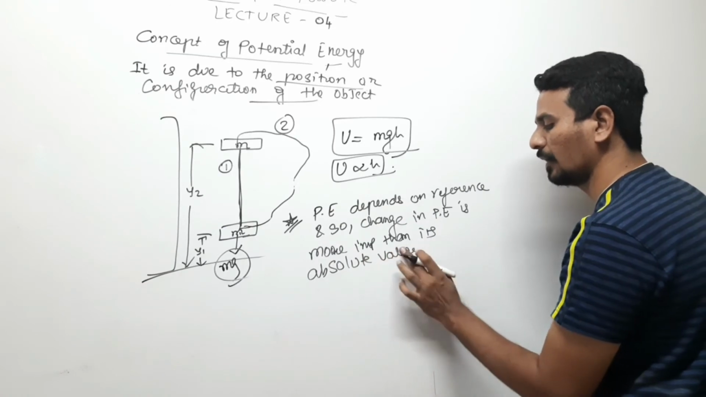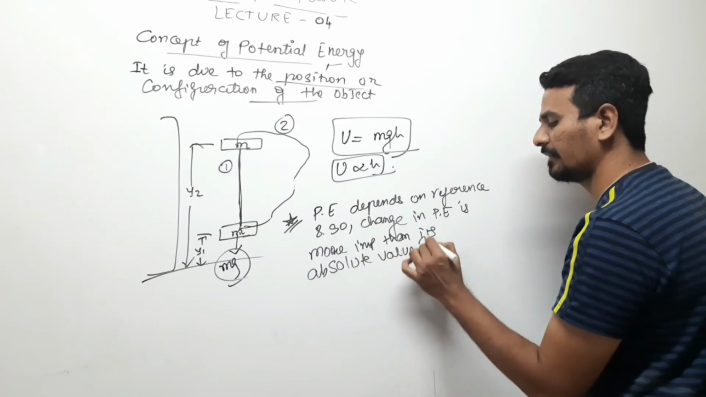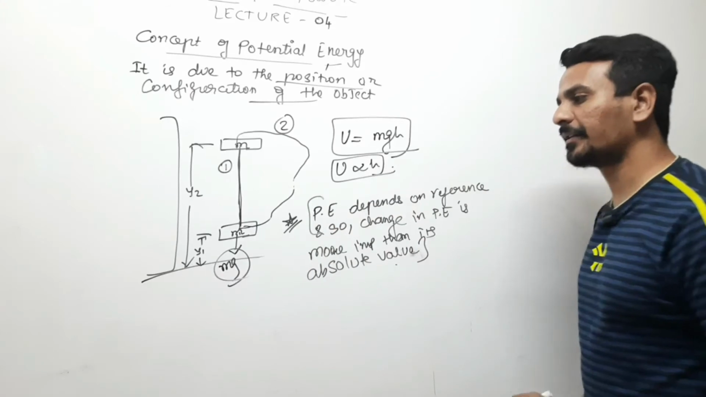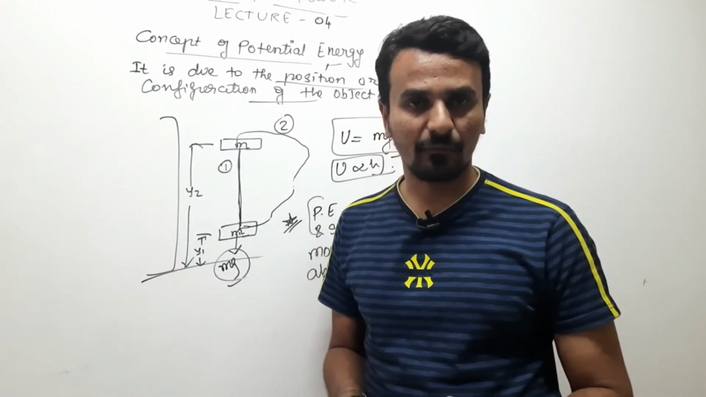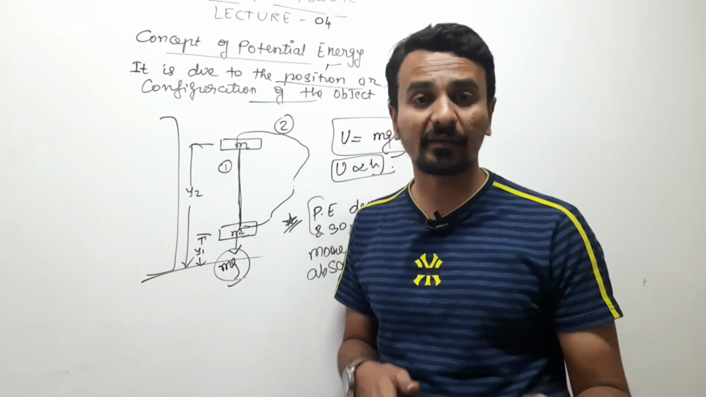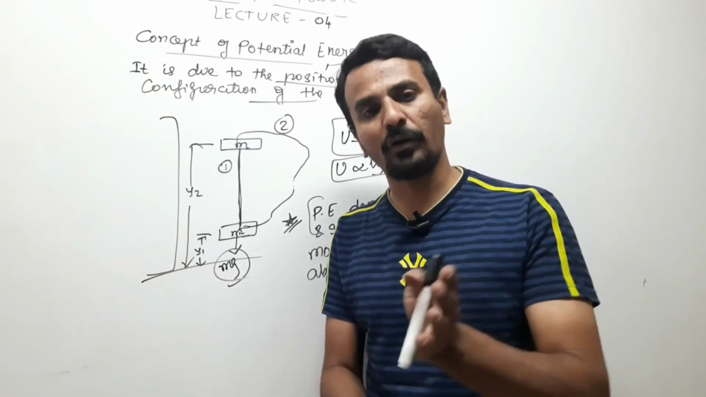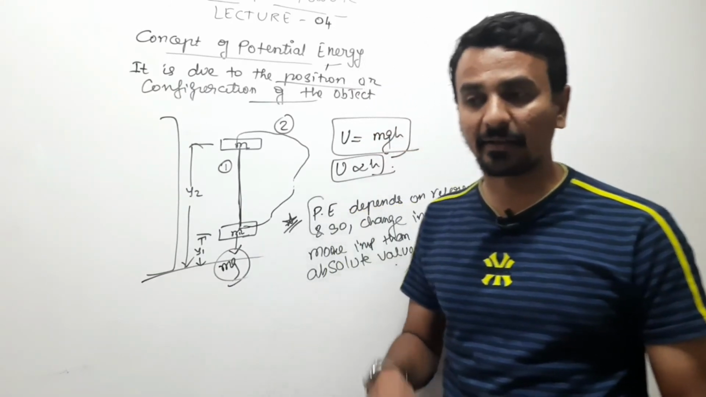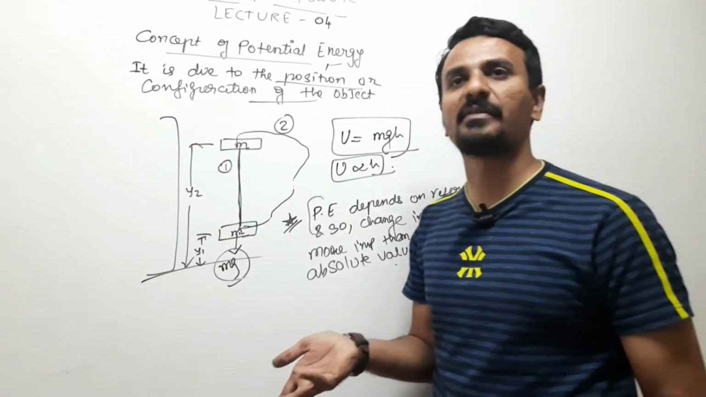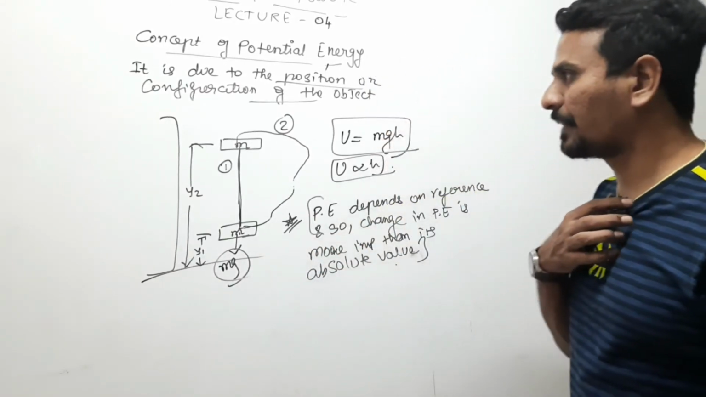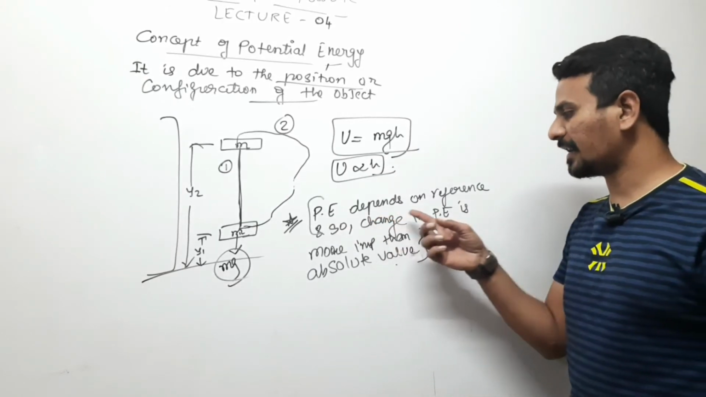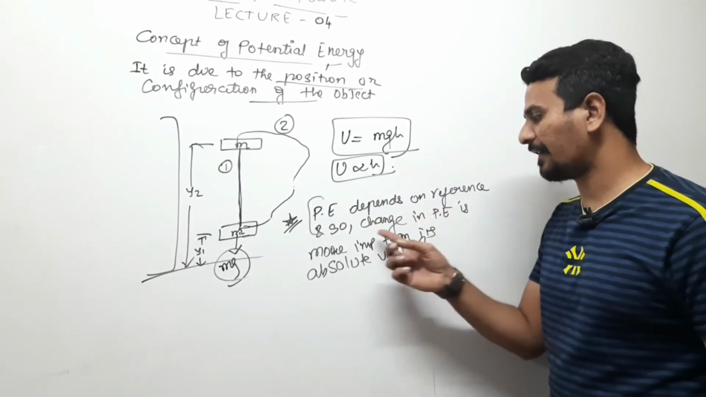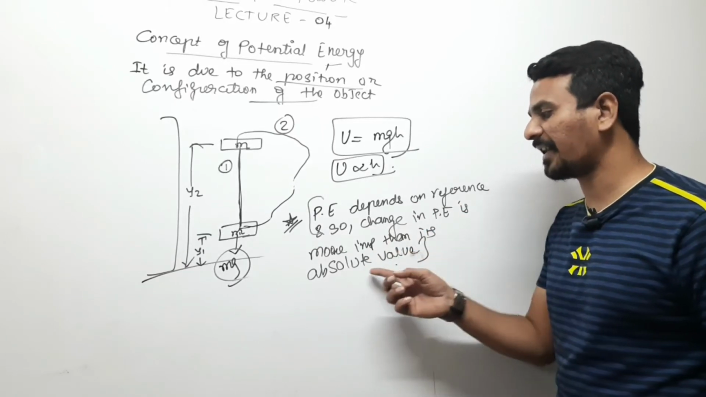What does this mean now? Well, this is the last point about potential energy. Then we'll discuss in the next video about the total energy: how potential energy decreases, how it will increase, accordingly what will be the change in kinetic energy, how total energy will remain the same. These are very important topics and very useful in your competitive exam. See, what does this mean? Potential energy depends on the reference, and so change in potential energy is more important than its absolute value.